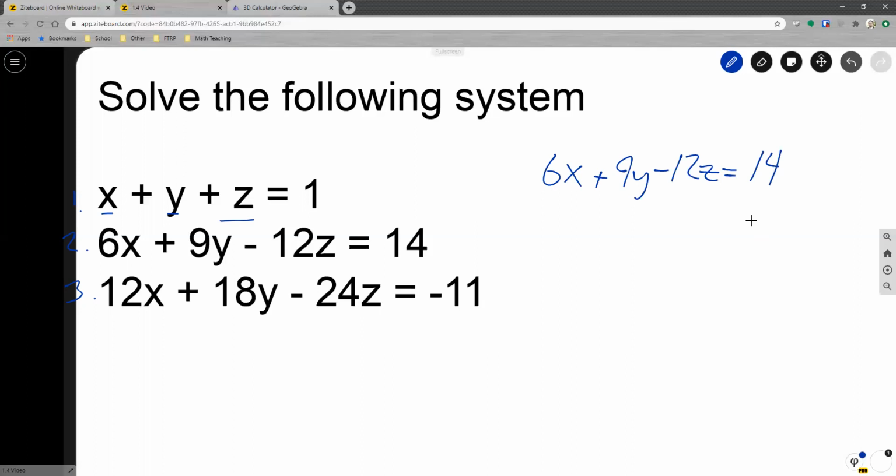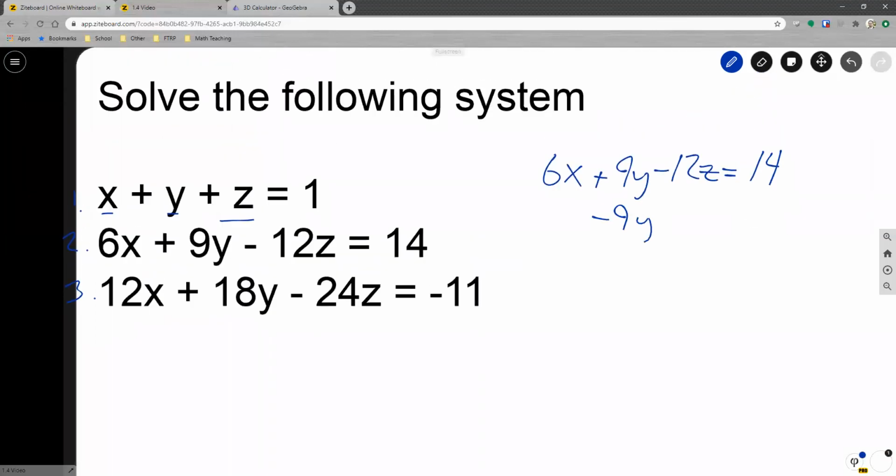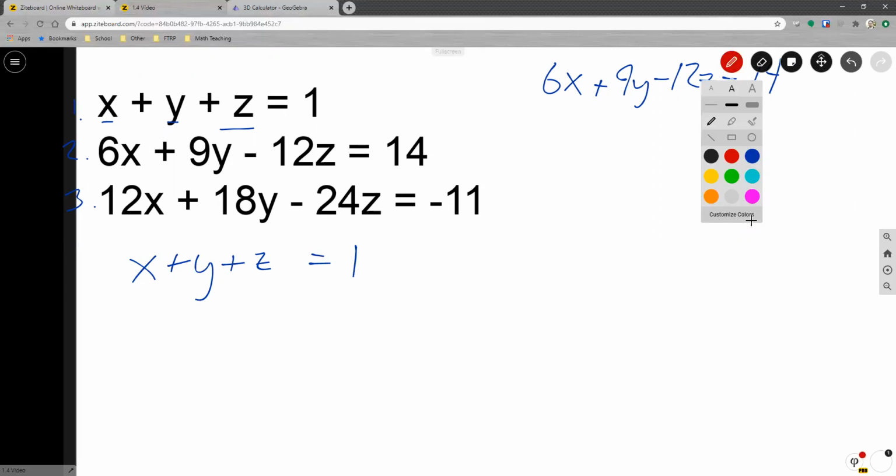And what I need to do is get rid of a variable. I'm going to get rid of y this time. I have no reason for it, I just want to get rid of y. I got rid of x last time. Well, if I want to get rid of y, remember I need to have a negative 9y. So what I'm going to do is take my original equation 1, and I'm going to multiply it by a negative 9. I have to do that on both sides of the equation.